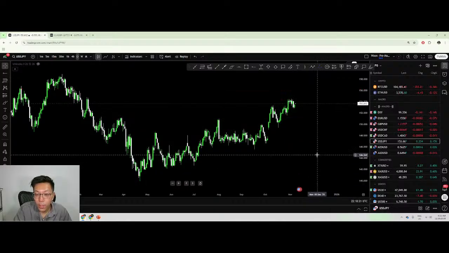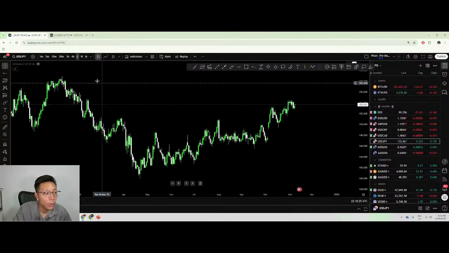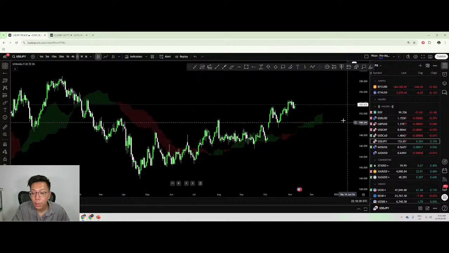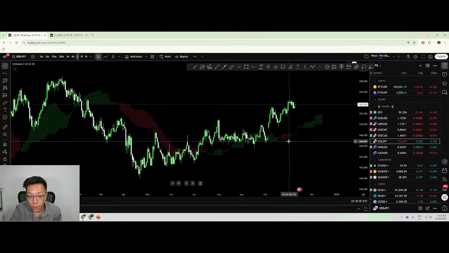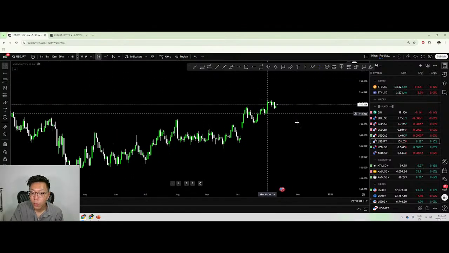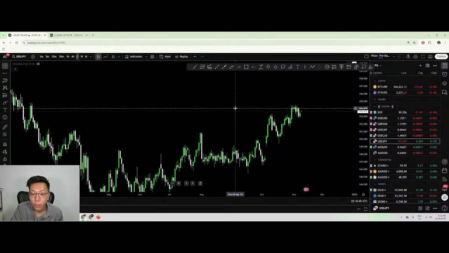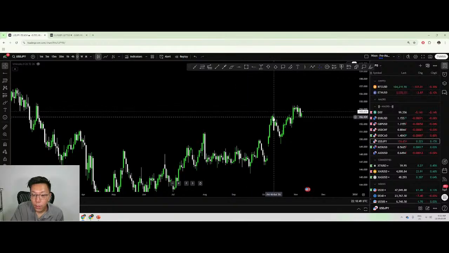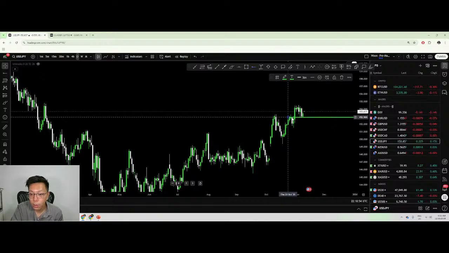Okay, so for USD JPY, let me reset this a little bit. We are definitely in a bullish channel, because we have bullish momentum forming and we are above the bullish Ichimoku cloud. Alright, so let's see if there are any levels that we can enter for USD JPY.